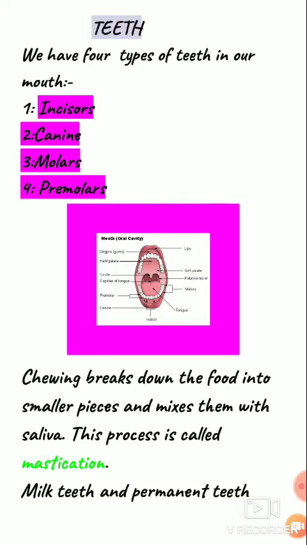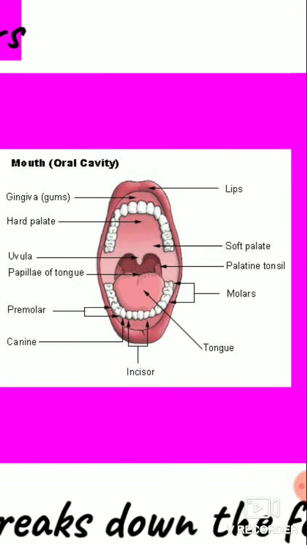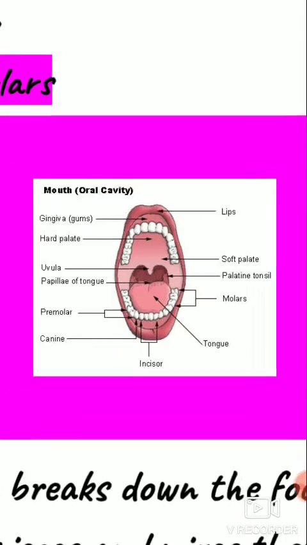So there is a word called mastication. What is mastication actually? Chewing breaks down the food into smaller pieces and mixes them with saliva. This process is called mastication. It means chewing the food, grinding the food, and when the food breaks down into smaller particles and mixes with the saliva, it is known as mastication. So this is about the teeth. As you can see on screen, we have this kind of teeth in the oral cavity. Okay, so let's move.